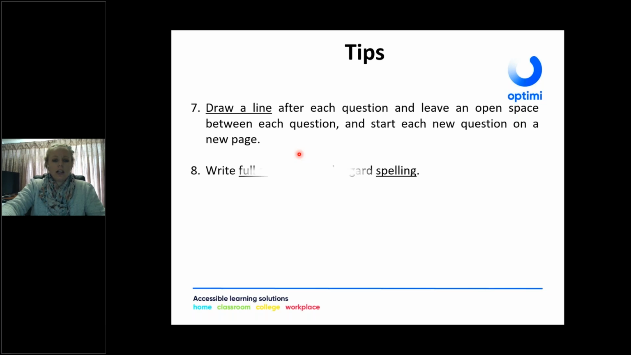Okay. The next tip is to write in full sentences and regard spelling, although they won't mark you down if the spelling is not correct. The only difference here would be if they ask you, for instance, an acronym and you have to write out the acronym. Please make sure that the spelling of that is correct.